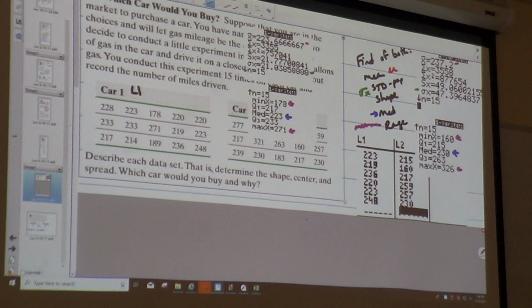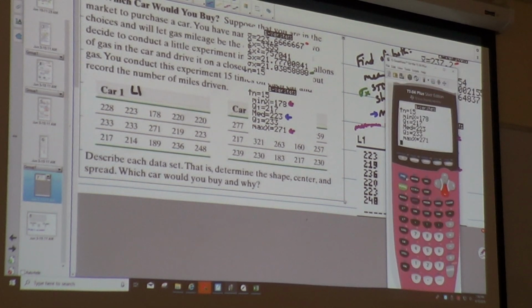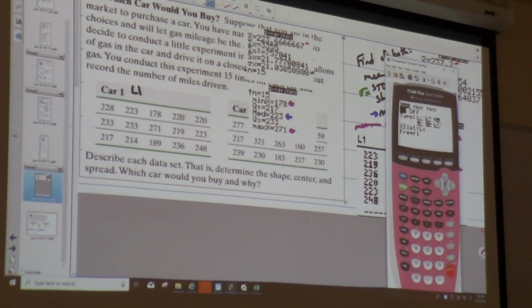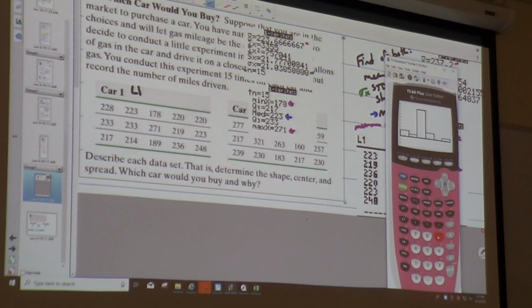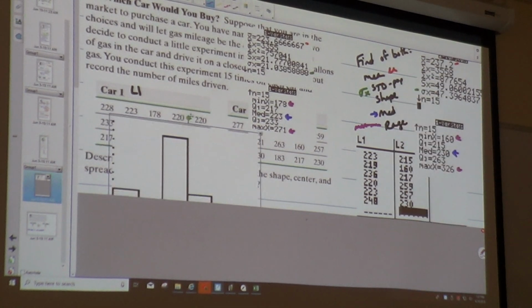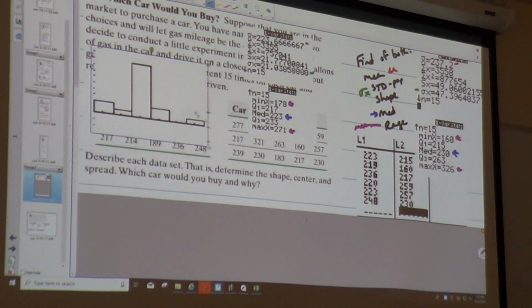Okay, what I would do is probably go to second Y. And once I'm in second Y, I would go in and say, what do I have it turned on to? I have the histogram turned on. So I'm going to do zoom 9 and just see what it looks like. Second Y, stat plot on. Great. Okay, L1. There we go. So, from that, it looks like it's going to be what kind of shape? Bell shape or symmetric, okay?